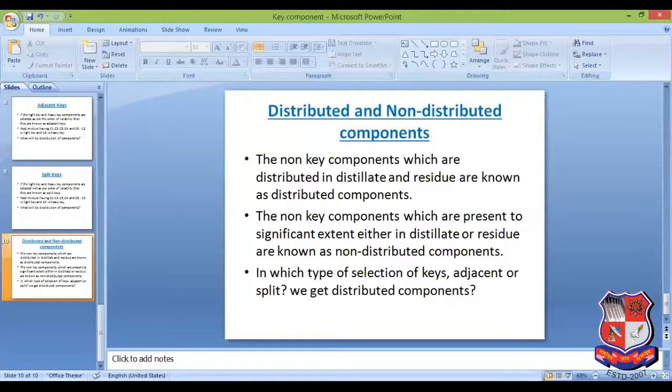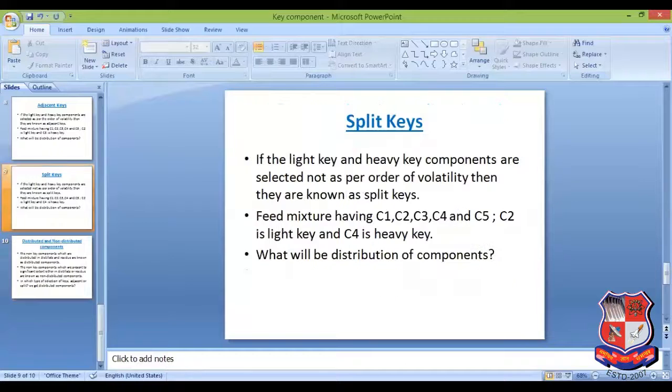Okay, so now the question is, in which type of selection of key, adjacent or split, will we get a distributed component? Think, right? So you have the previous two examples. Pause the video, look, and then think, right? Okay, now you get the answer.